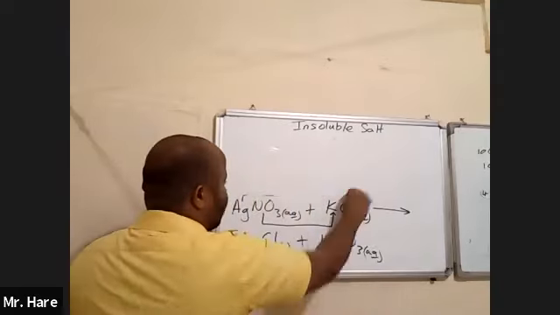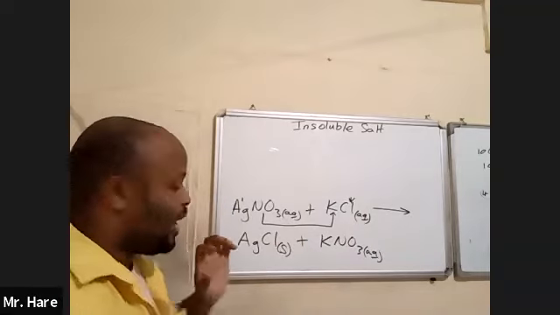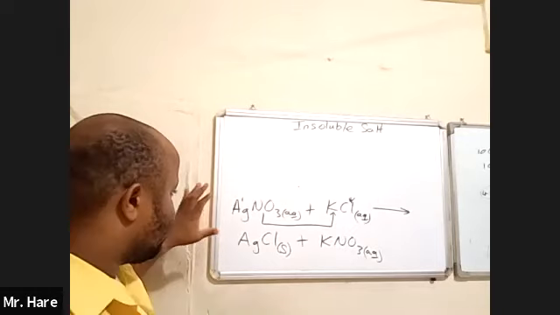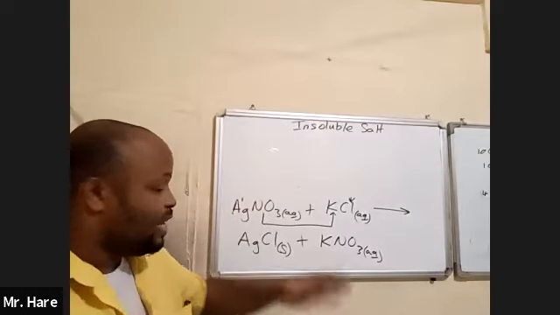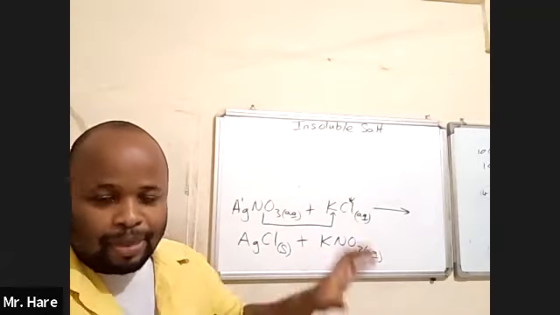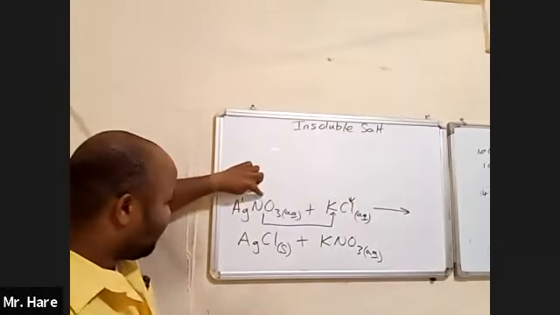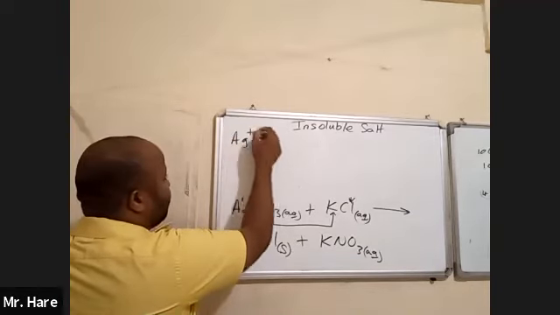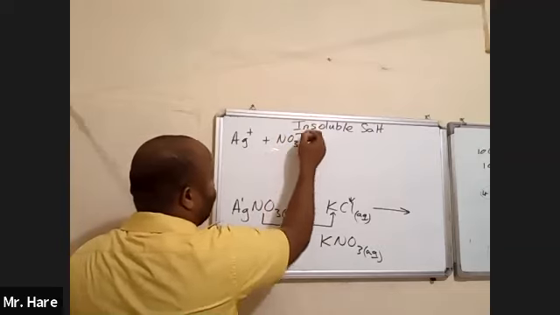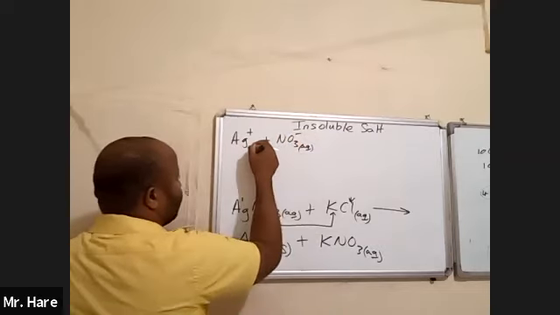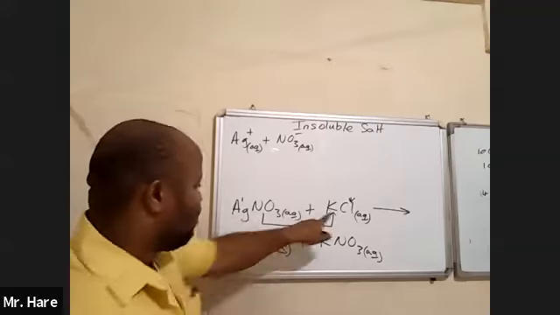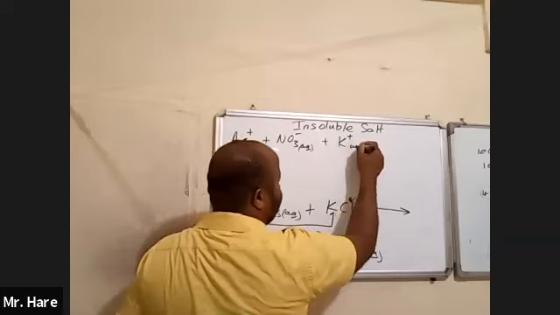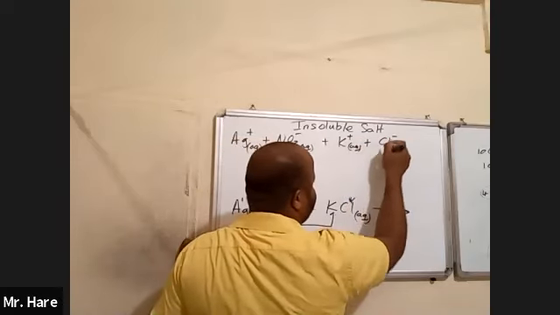So remember now, for the ionic equation, you are going to break up anything in the aqueous state. So look in the equation, anything that is aqueous, separate them. Silver nitrate is aqueous. That means you have silver ion plus nitrate ion. Don't leave off the state symbols. Potassium chloride is aqueous. So you get potassium ion and chloride ion.